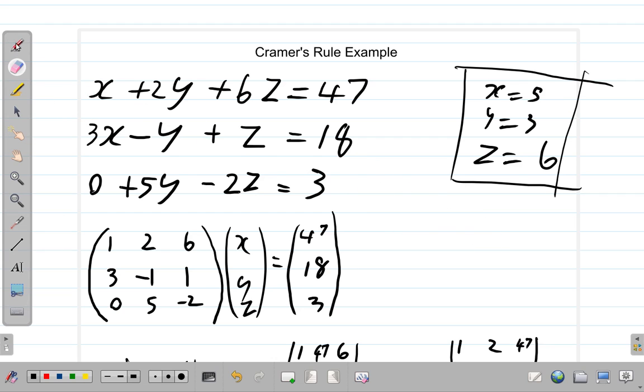Let's try equation 3. 0 plus 5y. 5y would be 5 by 3, 15. Minus 2 by 6, 12. 15 minus 12 is 3. Good. So, that's it. X equals 5, y equals 3, z equals 6. And that's a lot of work, as we can see, in solving 3 equations with 3 unknowns. So I will see you in the next video.